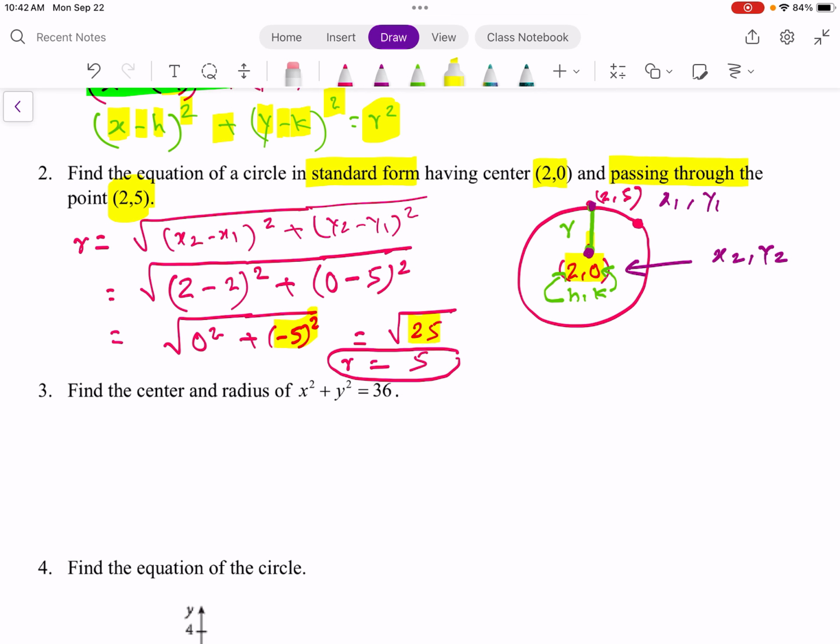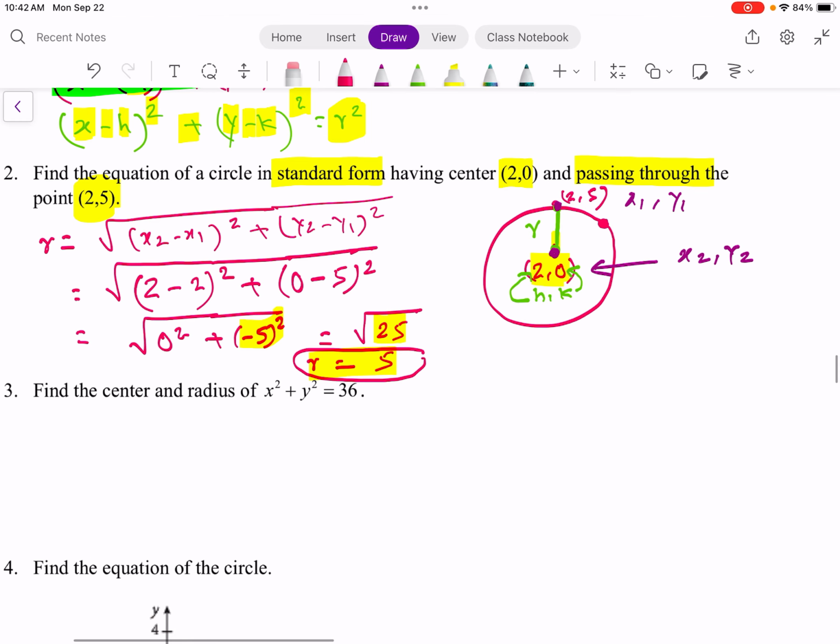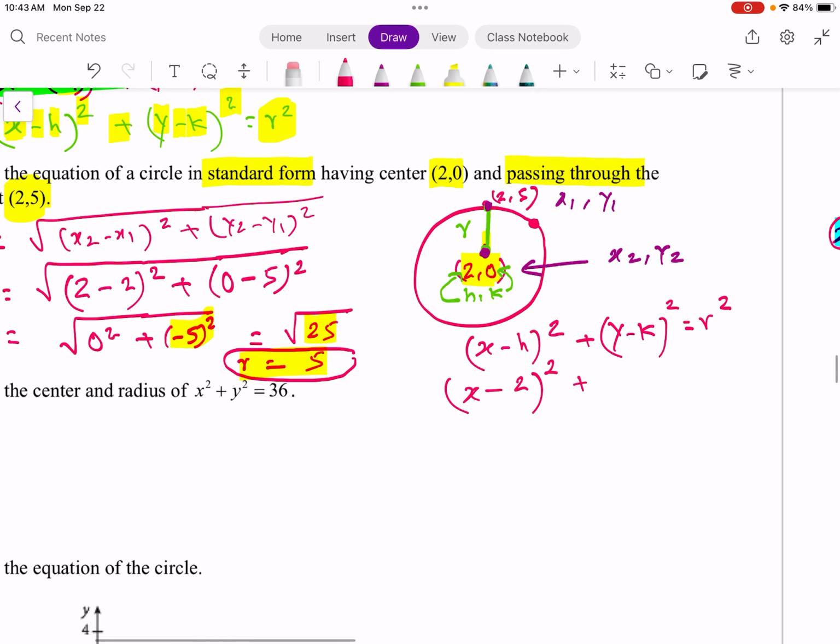So we have the radius, and we know the center. Now let's use the standard form of a circle, which is (x minus h) squared plus (y minus k) squared equals r squared. You replace your h, k, r by these values. So we have x as it is, minus h, where h is 2, squared, plus y as it is, k is 0, squared, equals r, which is 5, squared.